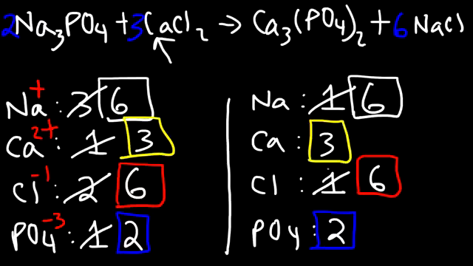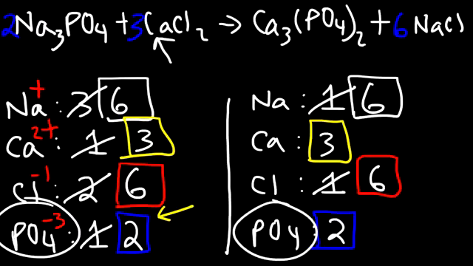So as you can see, when balancing double replacement reactions, if you balance the polyatomic ion, or the ion with the highest charge, it could be any ion, it makes the process a lot easier. And also, if you have polyatomic ions, view them as one unit. Don't separate them into individual elements.